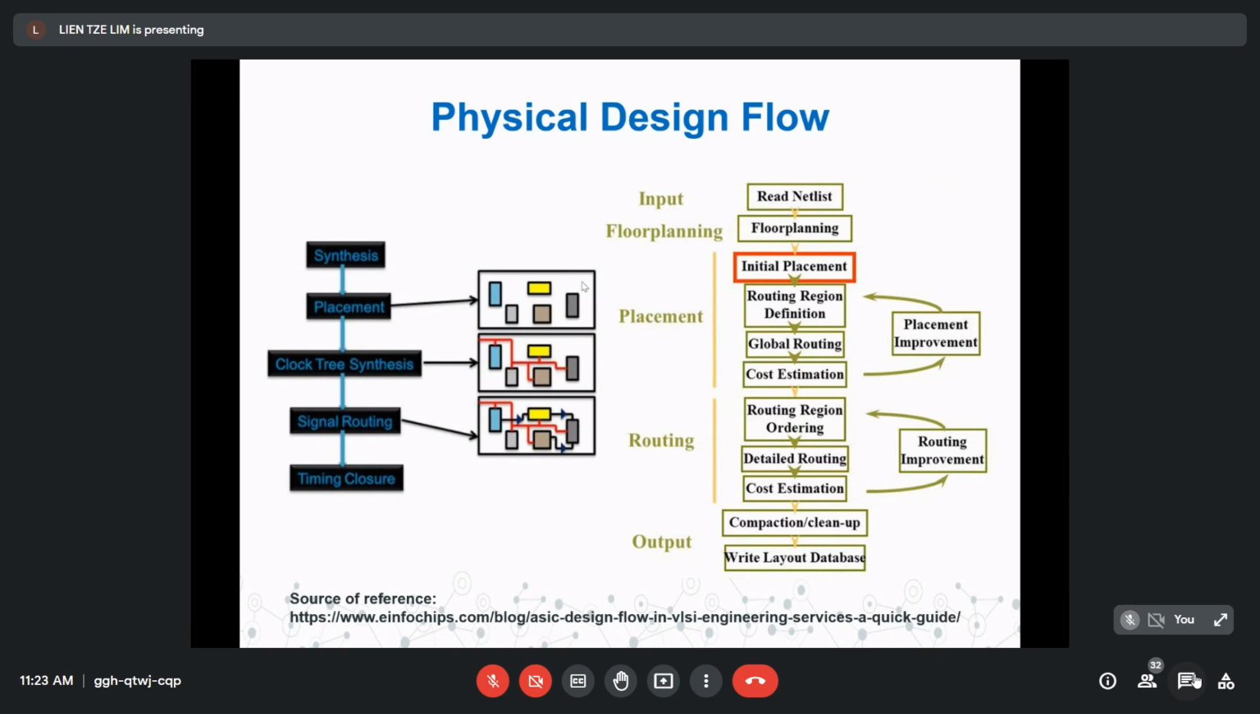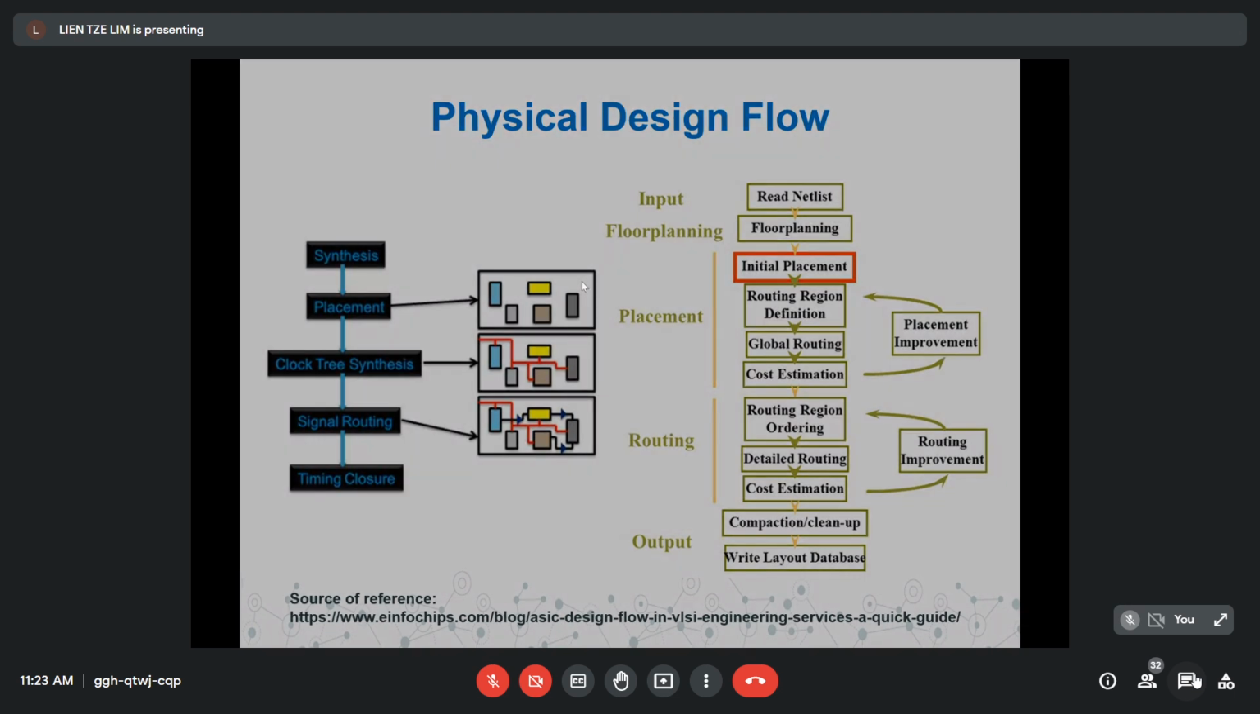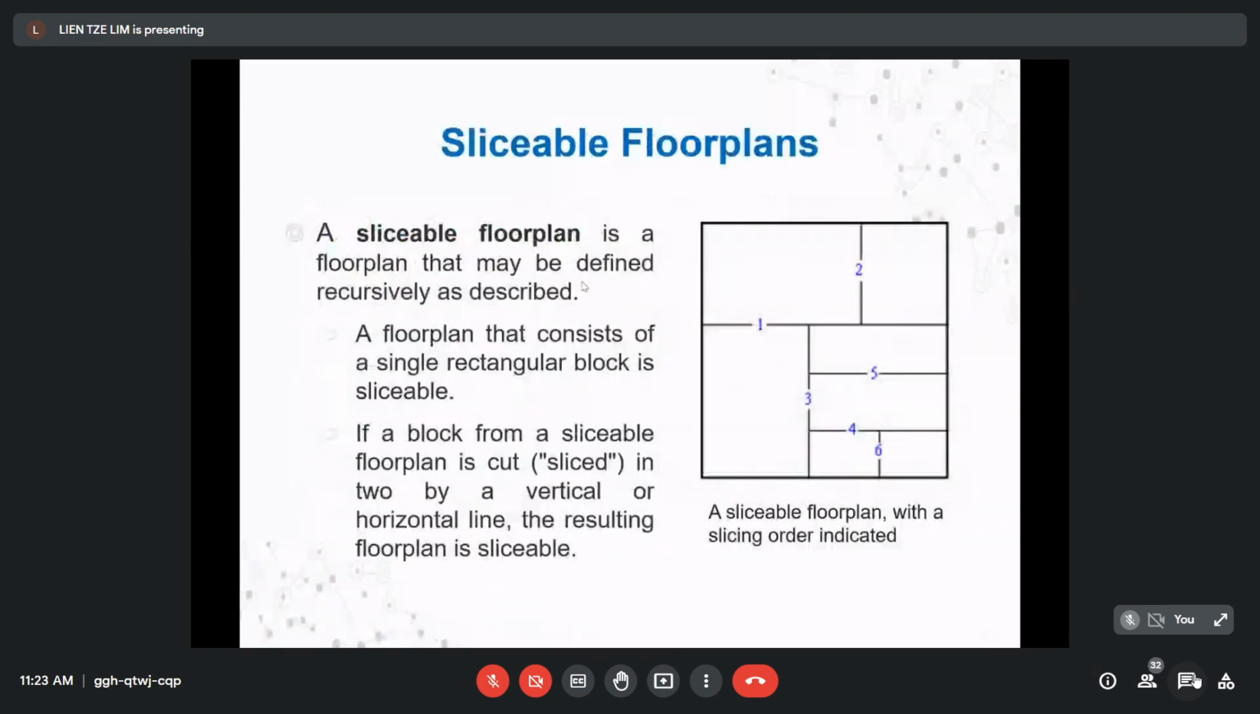Remember that floor plan. Never mind, I will mention that later. I see that we only have less than 10 minutes. Let me see whether I should stop here, because this floor plan topic has a lot to cover. Maybe I will just cover a few slides only, then I stop.